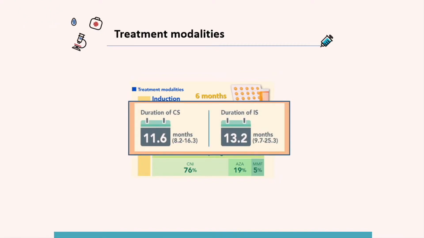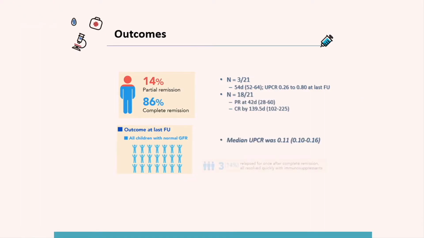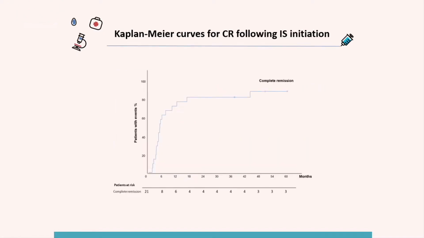This is what I just said. What is the outcome? Excellent, I have to say. So we've got 86% of patients who went into complete remission, and 14% went into partial remission. And for the secondary outcome, I think we have 3 patients who relapsed once after complete remission, but they all resolved quickly with intensification of immunosuppressants. So we have a pretty good outcome, and that's our beautiful KM curve of the complete remission.